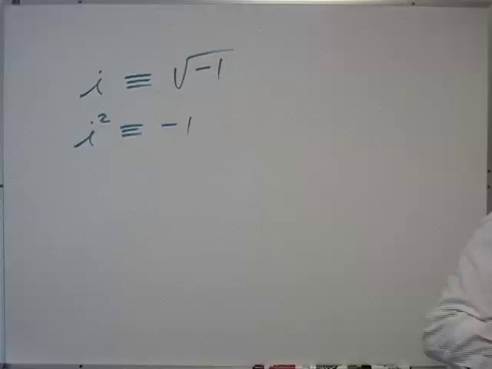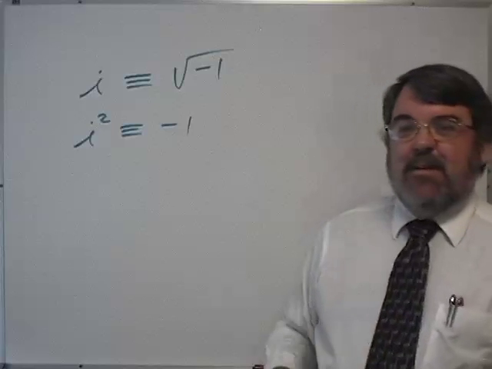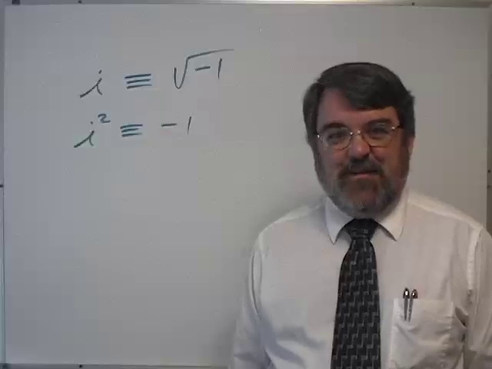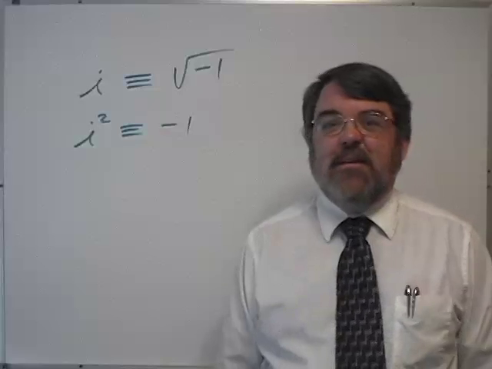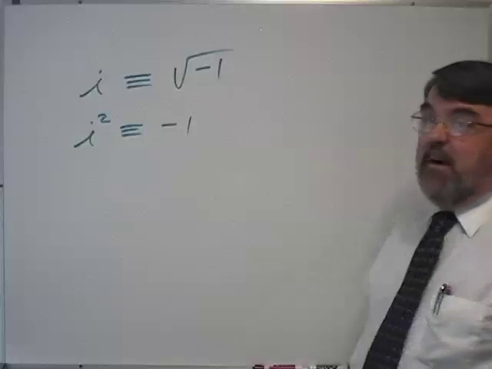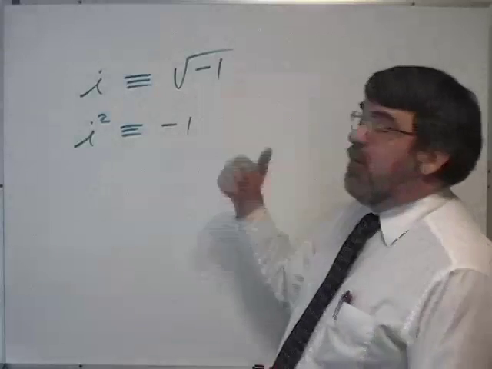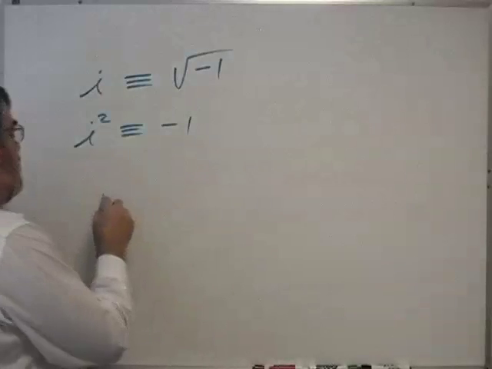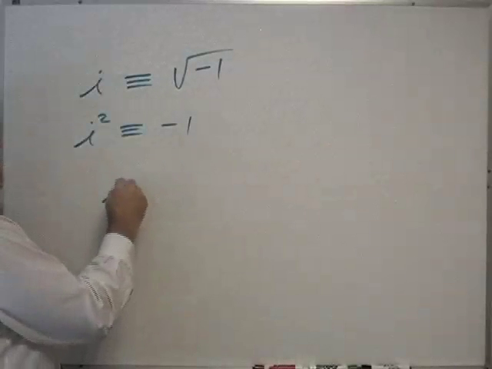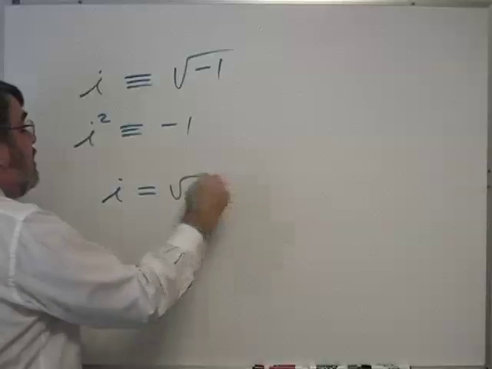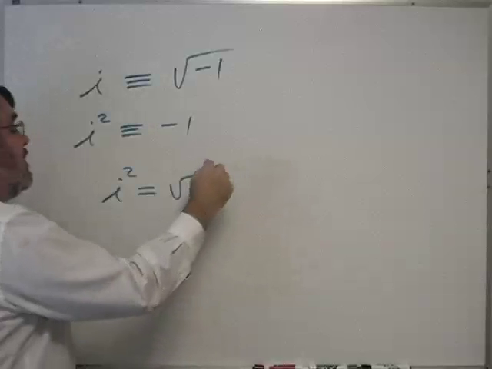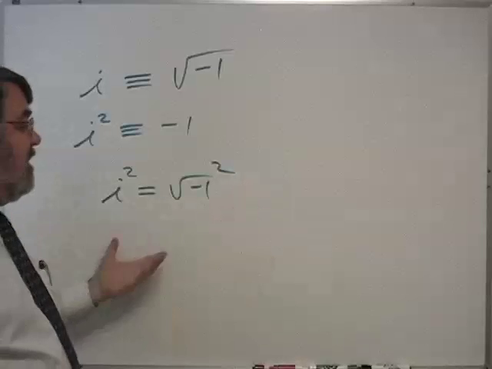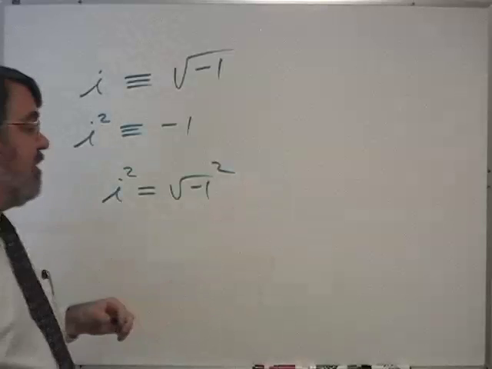Now, actually a former intermediate algebra student of mine called me on this one day in class because I made the observation, well, if you square a square root, you get the number inside, right? So if I took i and said, well, that's the square root of negative 1. If I square both sides, then what happens when you square a square root? Doesn't that cancel the square root?